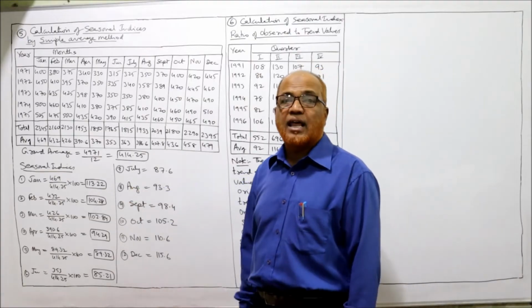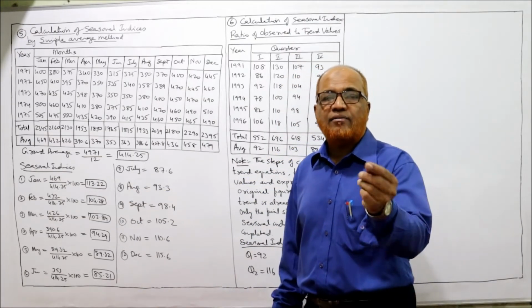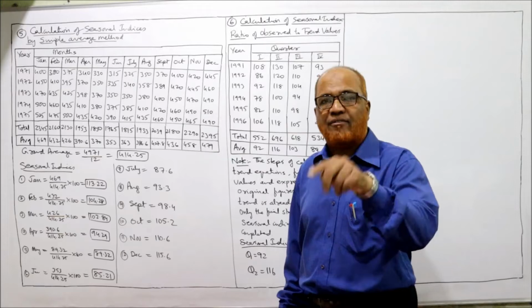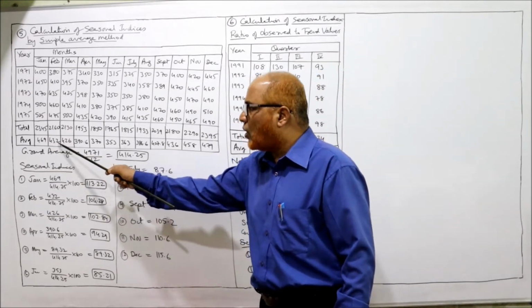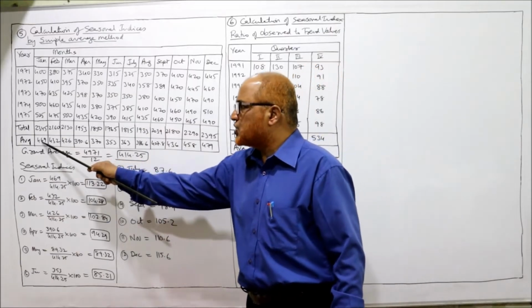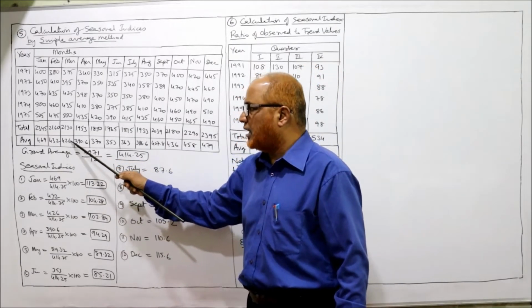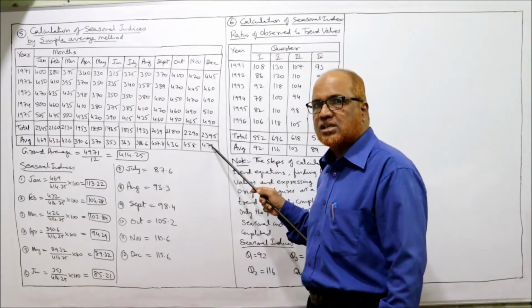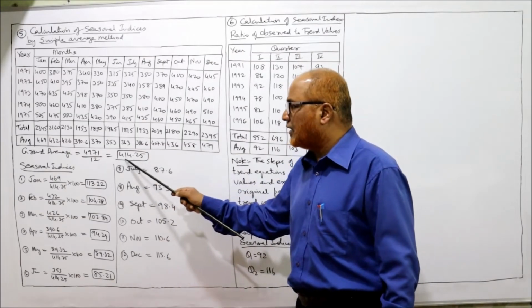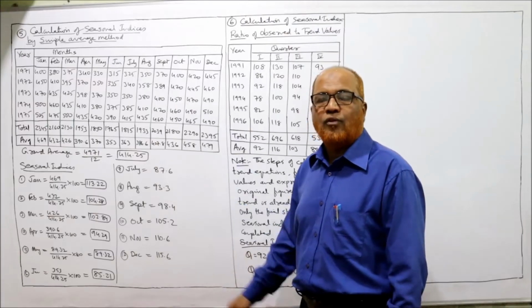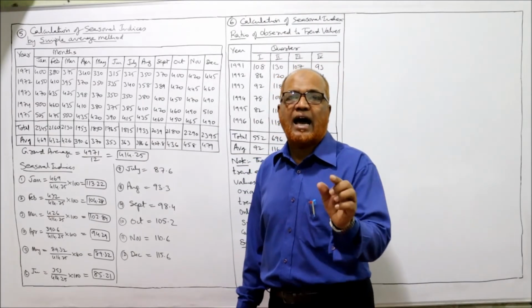Now we can calculate the grand average. Grand average means the average of the averages. Take the total of all the averages. 469 plus 432 plus 426, like that you add up all the averages, divided by 12. You will get 414.25. So 414.25 is the grand average.